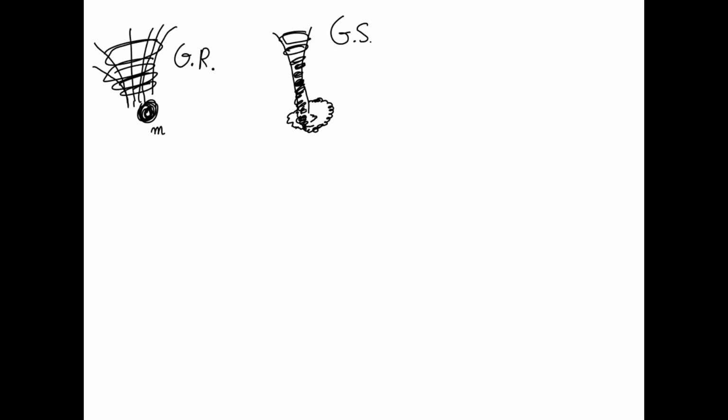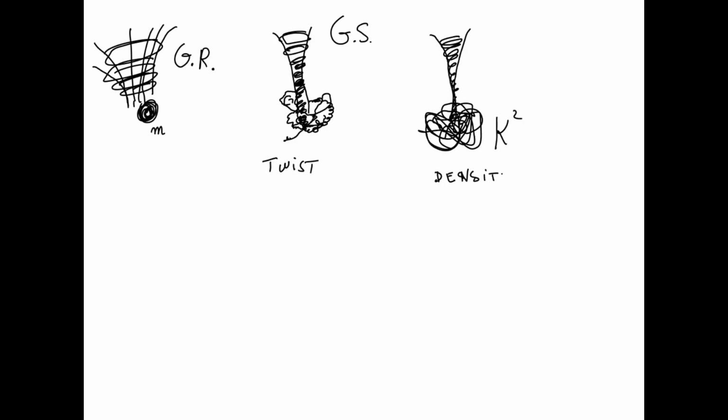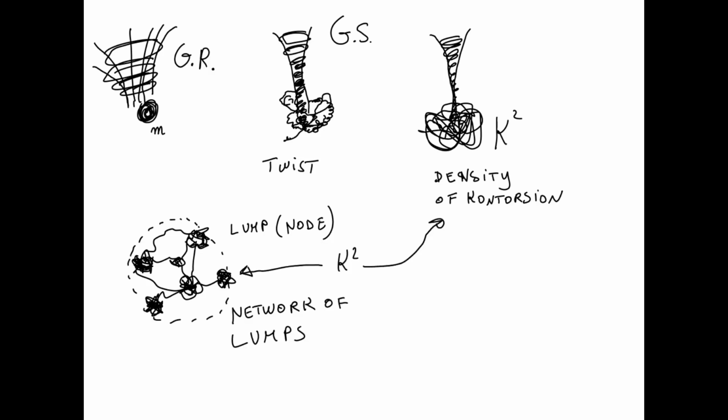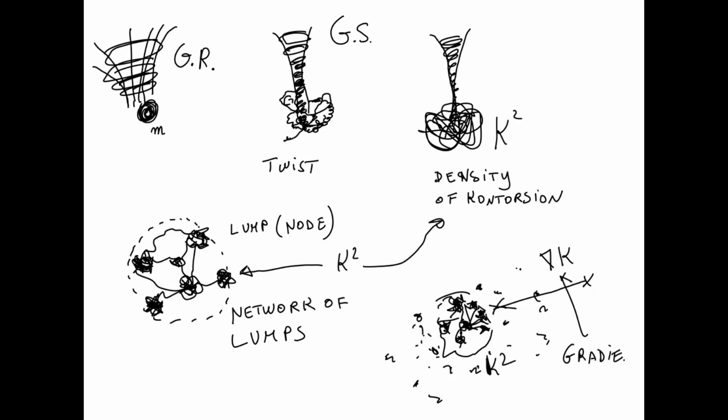Here, we imagine spacetime itself as not merely curved, like in Einstein's theory, but also endowed with torsion, a localized twist or contortion that forms swirling structures. Each node or lump you see corresponds to areas where k², that is, the density of contortion, is intense. Meanwhile, the filaments linking these lumps reflect how torsion can stretch across space, weaving a dynamic web.